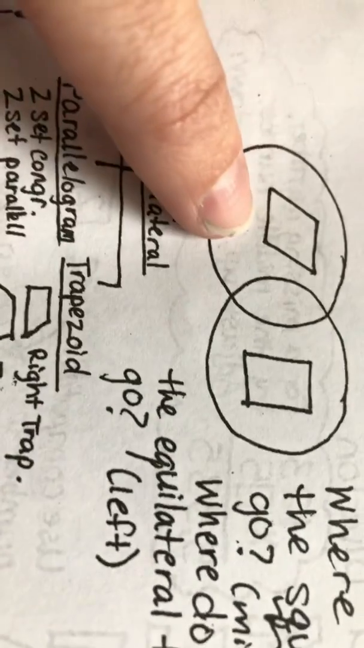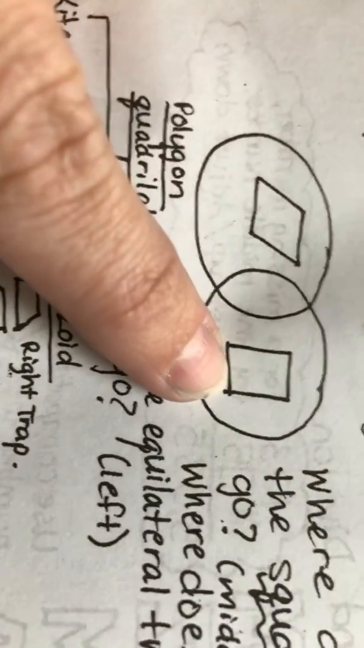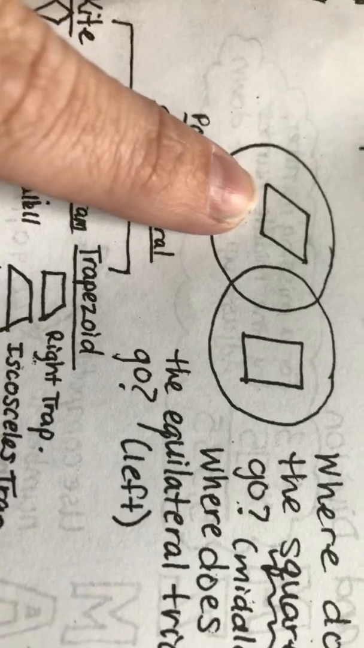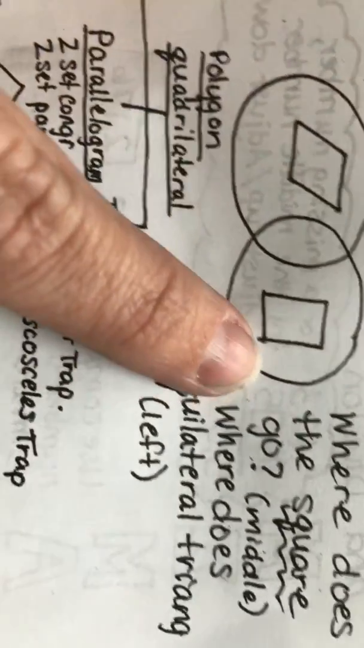Let's see, what does this side have that that side does not? Oh, 4 right angles. So this is all congruent. This is 4 right angles. And let's see, where would a square go? A square is all congruent. Oh, but a square also has 4 right angles, so it's going to go in the middle. Where would an equilateral triangle go? An equilateral triangle is all congruent. Does not have 4 right angles, so it would go in the middle.